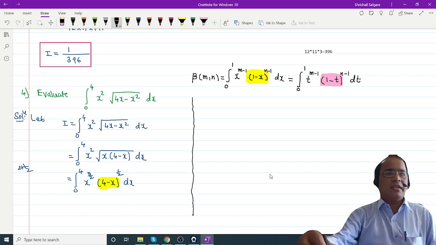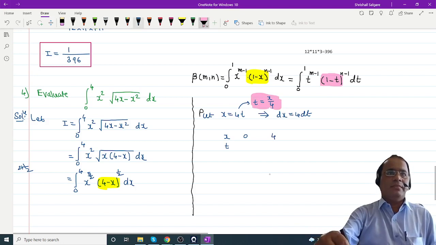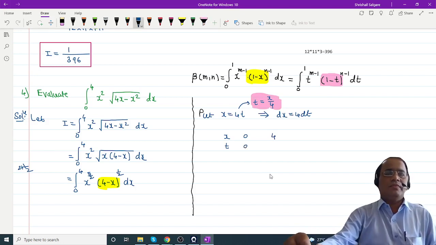Now according to this, your substitution is x is equal to 4t. Further, this becomes dx is equal to 4 times dt, and the same thing you can write t is equal to x by 4 also. Now the given limits, x is equal to 0 and x is equal to 4. New limits for t: when you substitute x is equal to 0, t also comes as 0. When you substitute x is equal to 4, it comes as 4 by 4, that means 1.